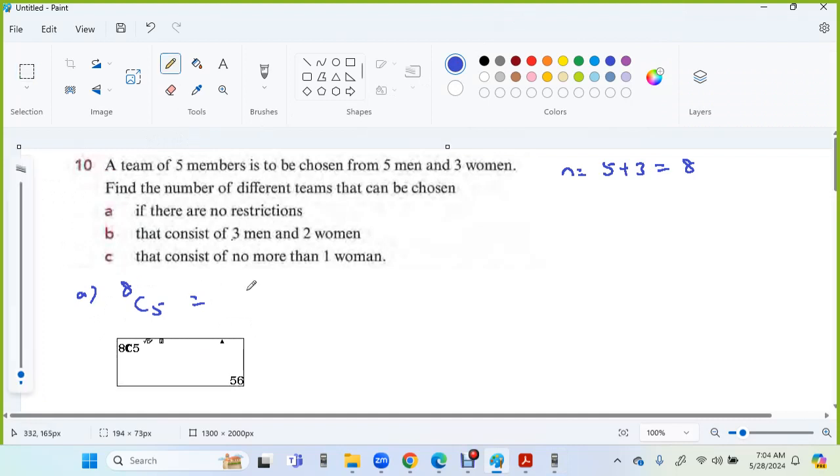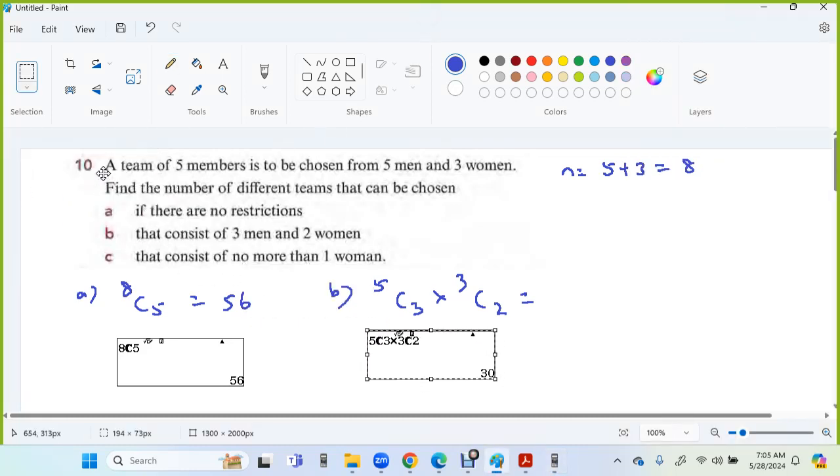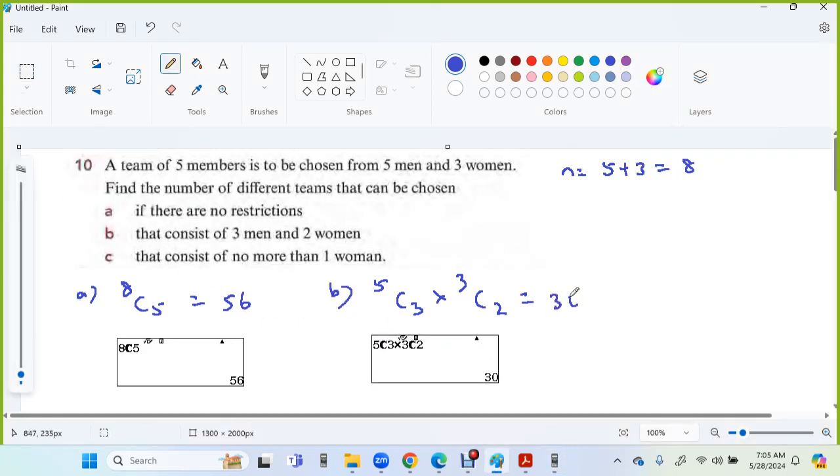And then B here, 3 men, 2 women. So 5 men choose 3, and then 3 women choose 2. So we have 5C3 times 3C2. Then it is 30. So this is 30. This is the men, this is the women.